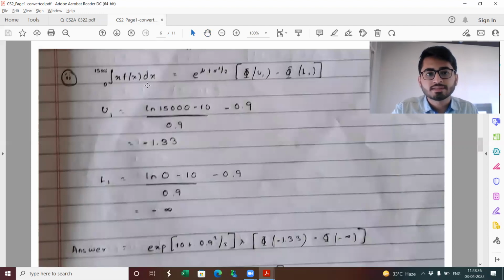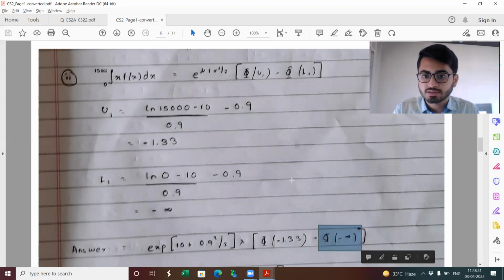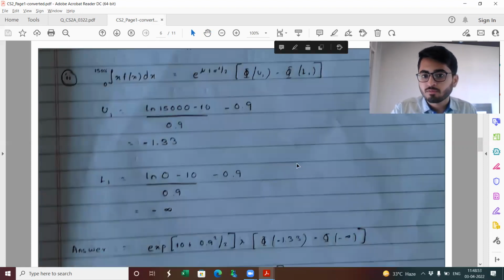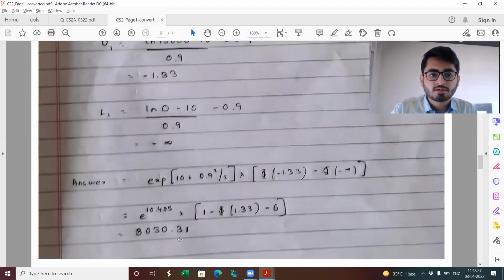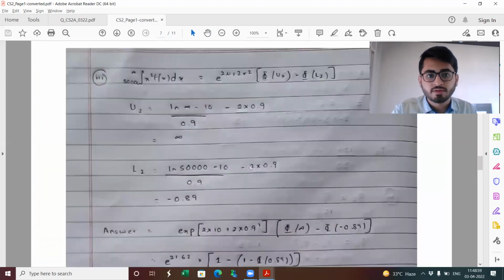Part 2, integral x fx dx. So in the tables, you'll see, x power of x is 1 over here. So k is 1. Calculated u1, l1, and so on. Remember that phi of minus infinity, this term is nothing but 0. These are basic properties of CDF of standard normal distribution, which you all should be aware of. And it's coming out to be 3030.31.